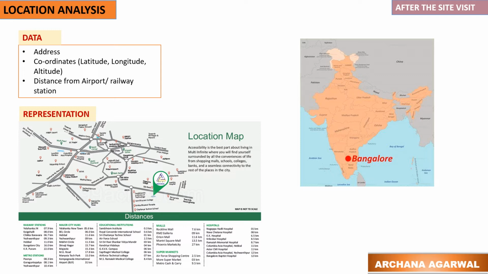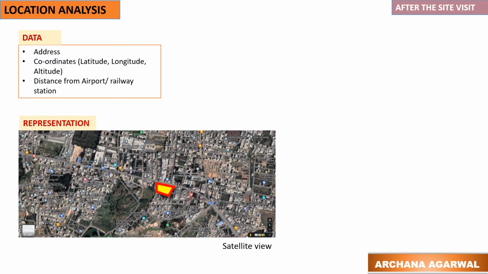The presentation of the site analysis begins with the location map. The coordinates of the site are written and distances from all places of importance are also mentioned. Image from Google Maps or Google Earth is shown with the site marked to give more clarity about the location. Satellite view as well as the terrain view can be shown.